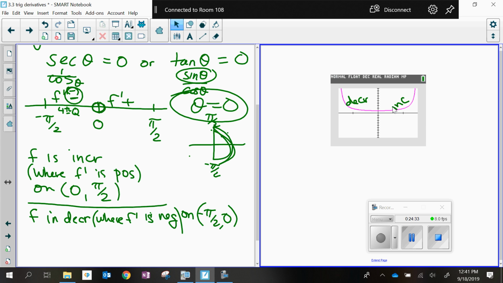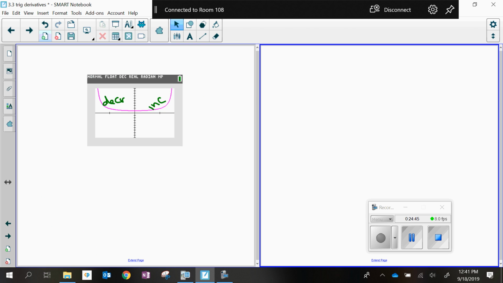But that would not be a good enough reason. Your graph is not ever going to be a good enough reason to tell you why something's increasing or decreasing, unless they supplied the graph in the first place. Then you could. Okay. All right. Let's do another one.